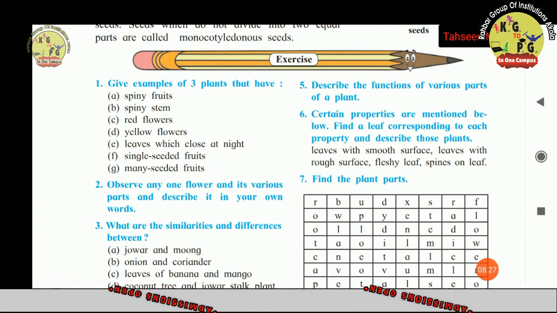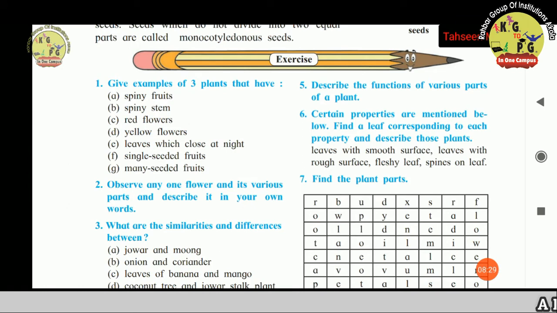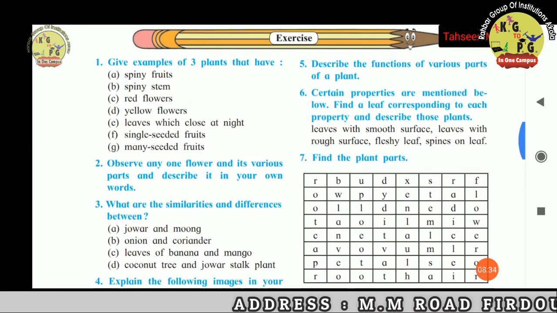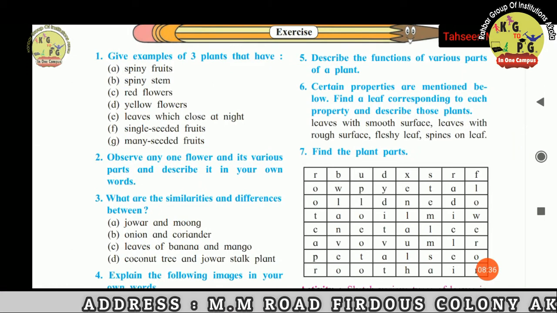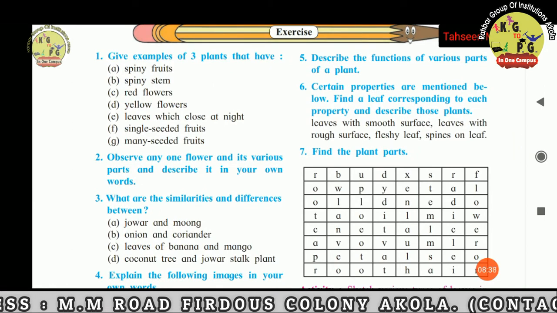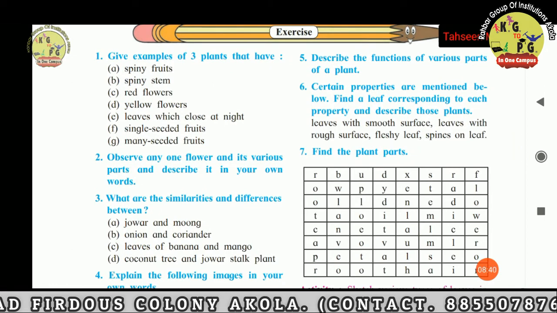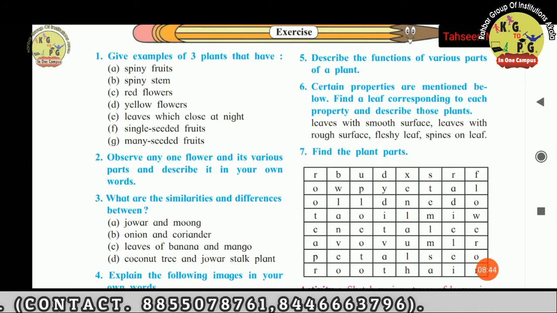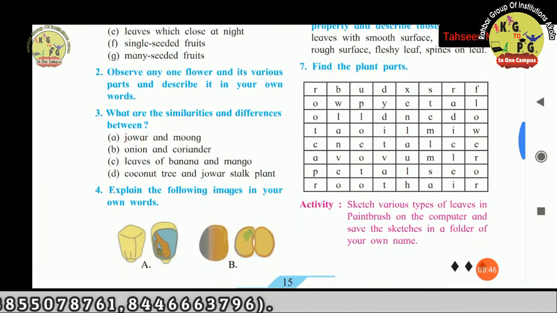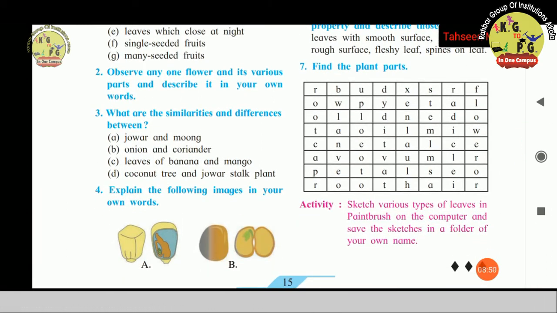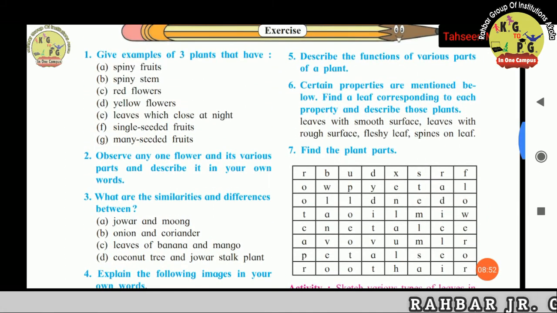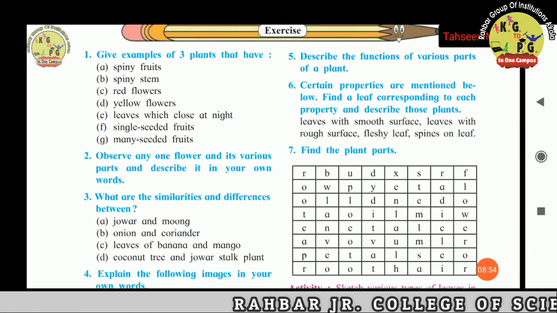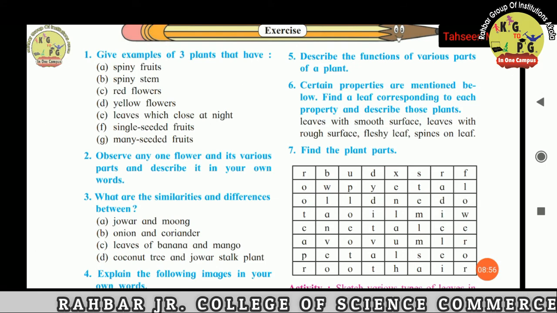Next, observe any one flower and its various parts and describe in your own words. Third, what are the similarities and differences between jowar and mung, onion and coriander, leaves of banana and mango, coconut tree and jowar stalk plant. Fourth, explain the following images in your own words, part A and part B. Fifth, question number 5, describe the function of various parts of a plant.